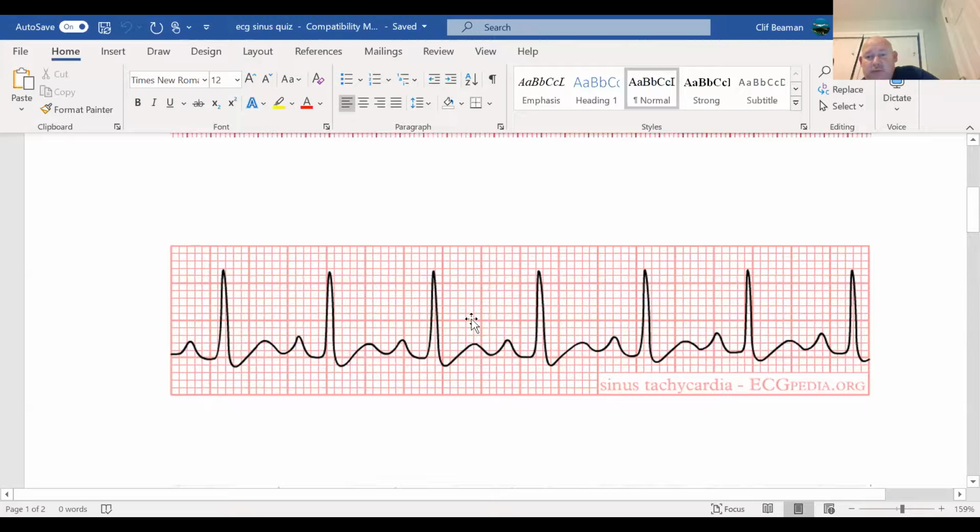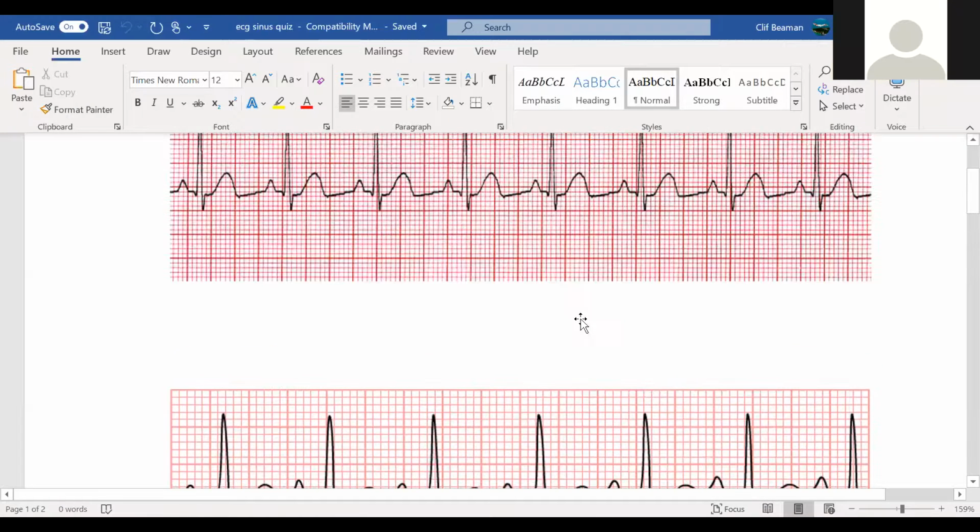So what do you want to call this rhythm right here? Sinus tack. No, that's what's written on it. What do you mean, you call it? Sinus rhythm. It's a sinus rhythm. That's what we would say, that this rhythm is a sinus rhythm, because the heart rate is 70. Okay.